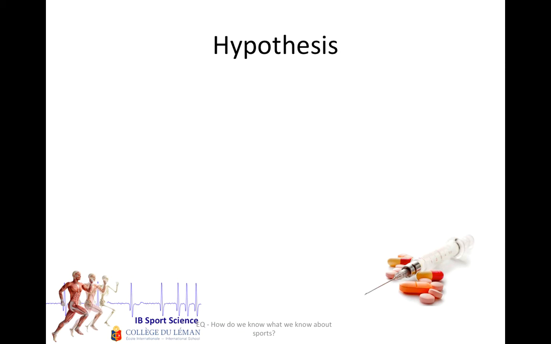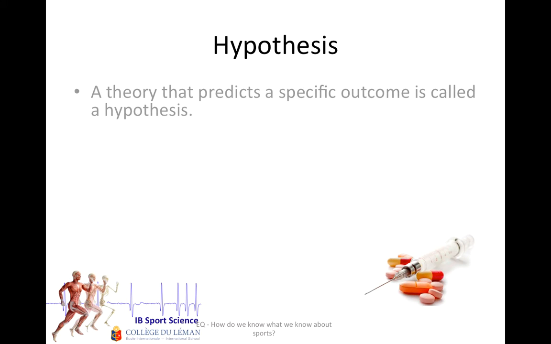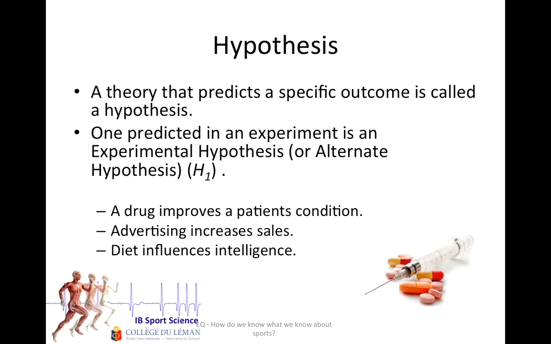First, though, we need to talk about hypothesis, because that's going to affect exactly what t-test we do. And a hypothesis is a theory that predicts a specific outcome. So let's say, for example, we have a predicted hypothesis. We call that our experimental or our alternate hypothesis. So that hypothesis might be that a drug improves a patient's condition, or advertising increases sales, or diet influences intelligence.